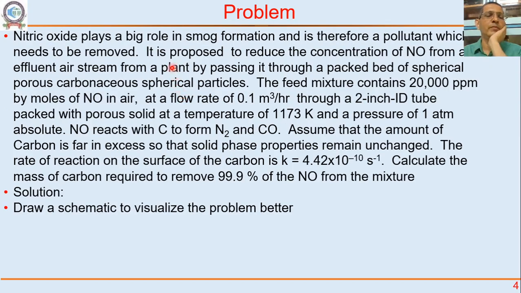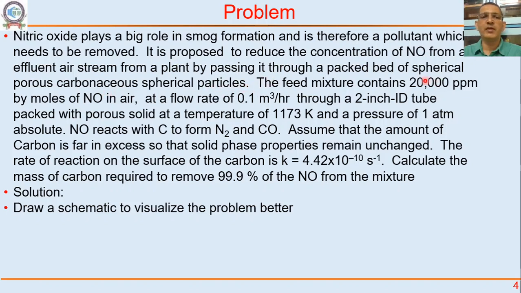So here is a problem. This is one problem. Nitric oxide plays a role in smog formation and therefore is a pollutant which needs to be removed. It is proposed to reduce the concentration of nitric oxide from an effluent airstream by passing it through a packed bed of spherical porous carbonaceous particles.